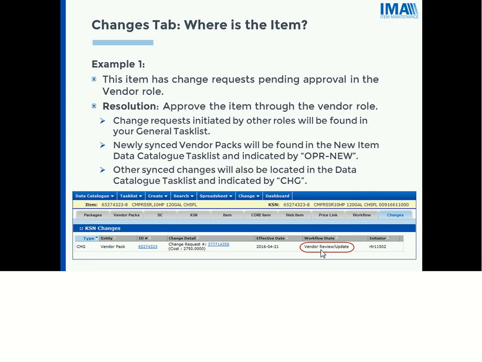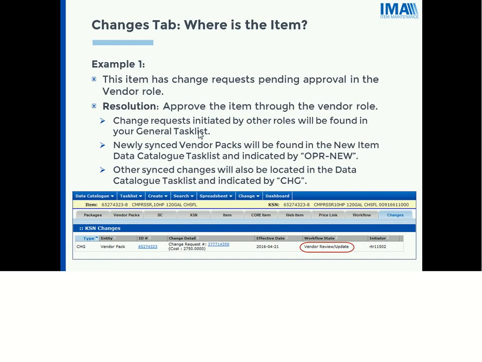So if this says vendor review / update, that means that you need to approve that change. Some other examples: we have change requests initiated by other roles, and those will be found in your general task list. So if you hover over task list and click general task list, that's where you'll be able to find those changes. Now you could also approve them directly here by going to the workflow tab and selecting approve. We will be talking more about the general task list in just a few minutes.